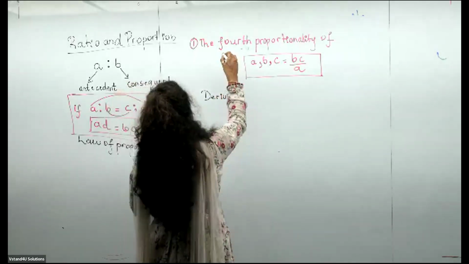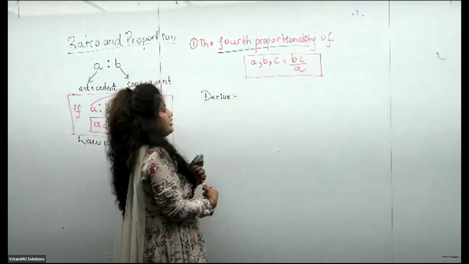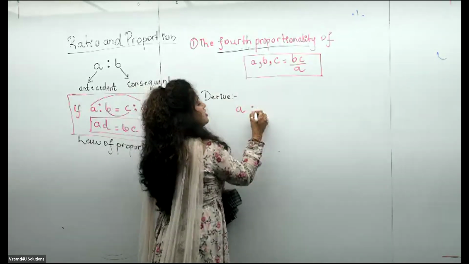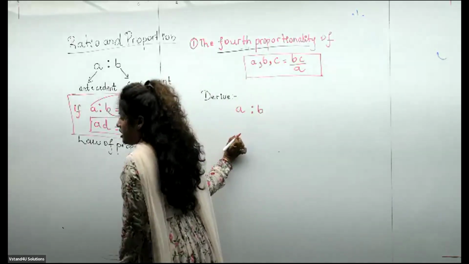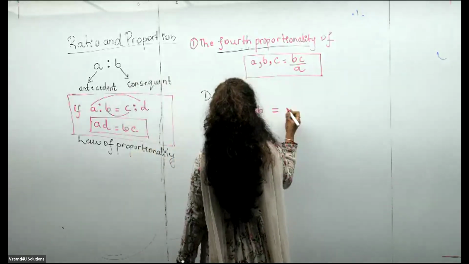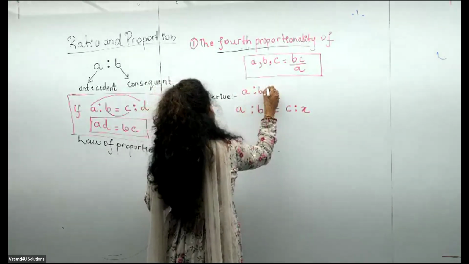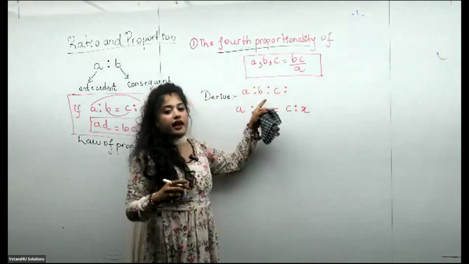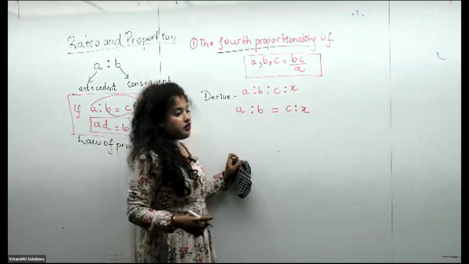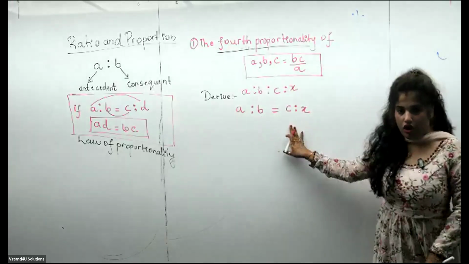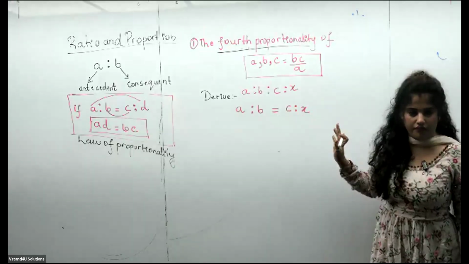What is the question saying? The fourth proportional. So let me write A is to B is equal to C is to X. I take A, B, C, and since I want to calculate the fourth proportional, I will take it as X. If I represent the same thing in the form of ratio, it will be A is to B is equal to C is to X. Clear till here?